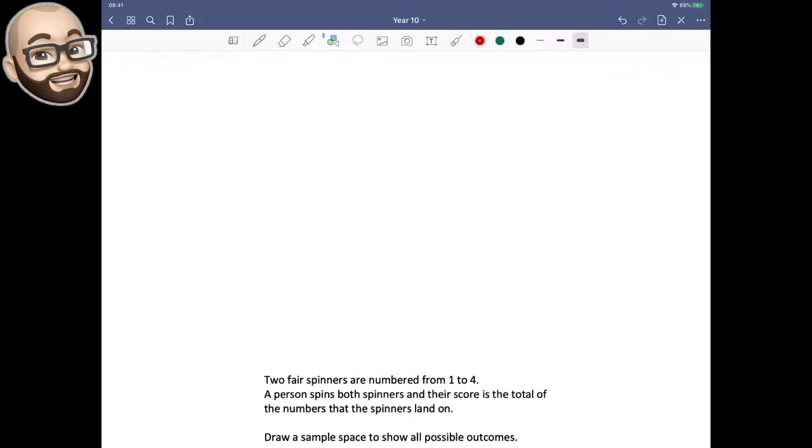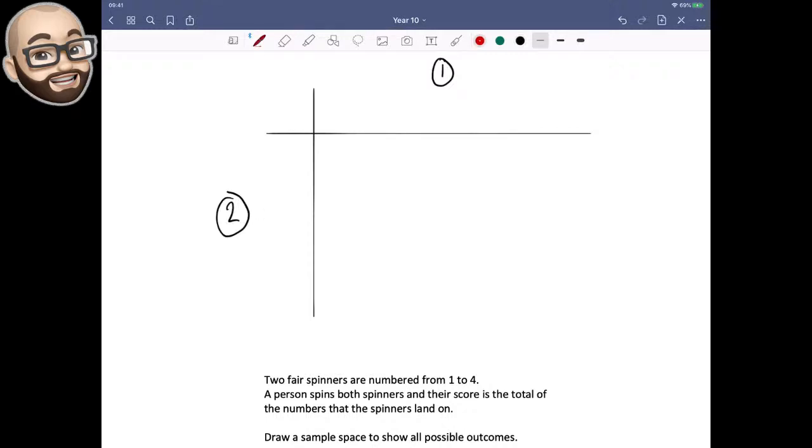So same idea, we're going to start off by drawing ourselves a little table. And I'm going to call it spinner 1 up here, spinner 2 over here. So on spinner 1 we could get a 1, a 2, a 3 or 4. And on spinner 2, again it's exactly the same.